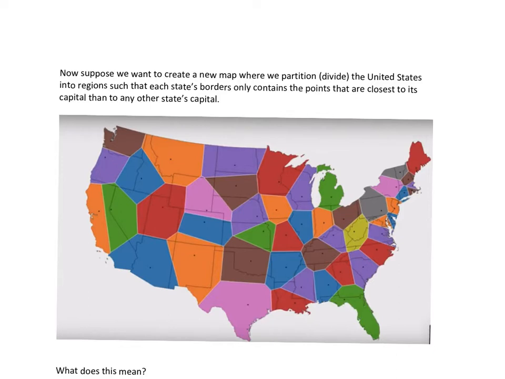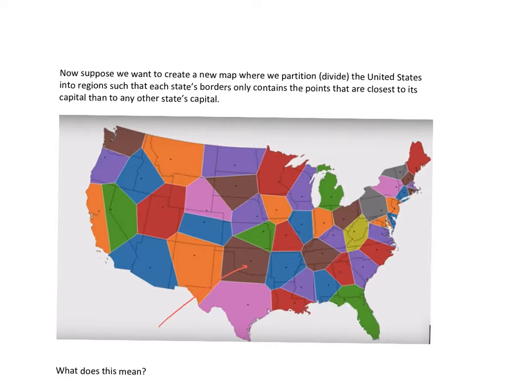So suppose that we wanted to create a new map where we divide the United States into regions such that each state's border only contains the points that are closest to its capital than to any other state's capital. So for example, let's take a look at Oklahoma. Oklahoma is actually where I was born, so it's right over here. So this polygon that is in brown here that contains most of the state of Oklahoma contains all of the points that are closest to the capital of Oklahoma than to any other state capital.